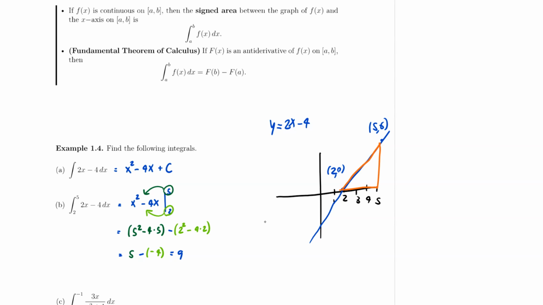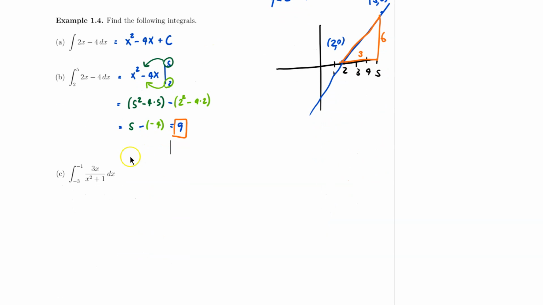Notice how this is just a triangle, the base is 3 and the height is 6. So the area of this triangle is going to be a half of the base times the height. So that's going to be 9. So that's what this number actually represents. It gives the signed area between the graph and the x-axis. I'm going to come back to talk about what we mean by signed here in a moment. But let me do example C here.